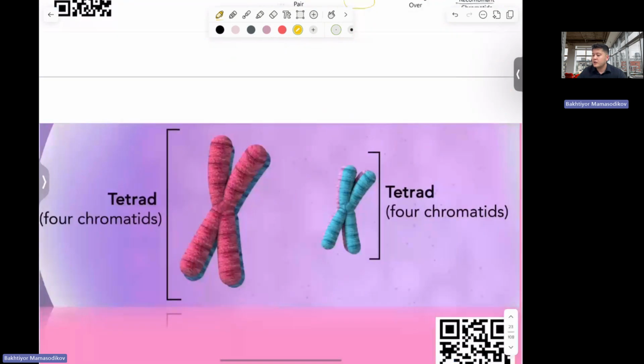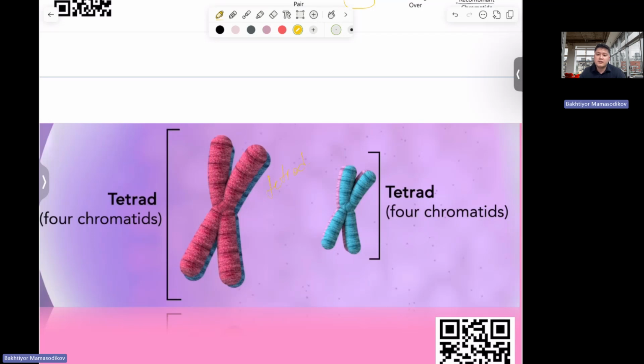You see, this is one chromatid, second chromatid, and homologous pairing has already happened. And you see the homologous chromosome behind in the bluish color. This is the third chromatid, and this is the fourth chromatid. So four chromatids together are forming the tetrad. Tetrad means four chromatids together. Tetrad formation is also happening in the prophase. I hope that was understandable.